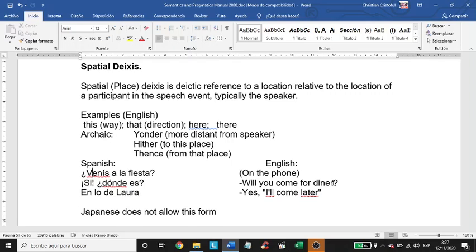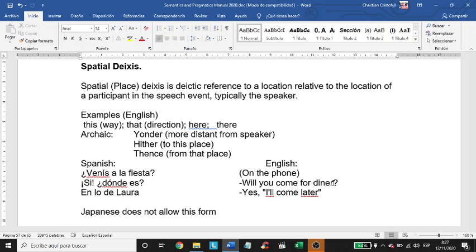¿Venís a la fiesta? Sí, ¿dónde es? En lo de Laura. So that means the person is not at Laura's, but still she chooses the word venís instead of te vas a la fiesta. That should be the correct one. In English, the same happens. Will you come for dinner? Yes, I'll come later, instead of I'll go later.